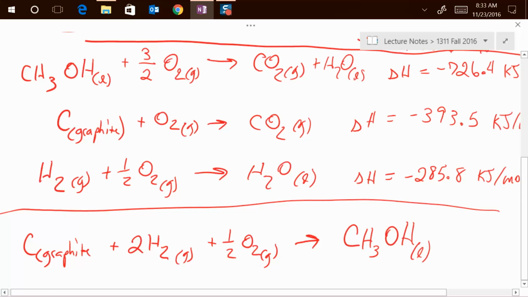CH3OH. So I put the first one. Okay, so start there. Flip that one, and then look at the amounts of everything. Do I have the right amount of everything? I multiplied the bottom one by 2, so it gives me 1 oxygen, so the oxygen is cancelled. So 3 divided by 2 is what? 1.5.